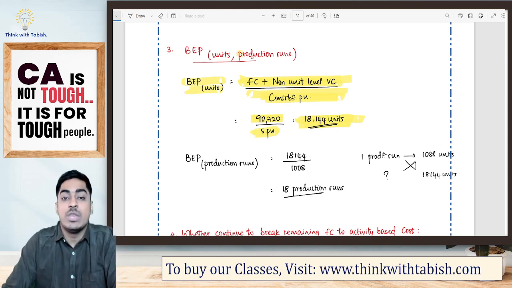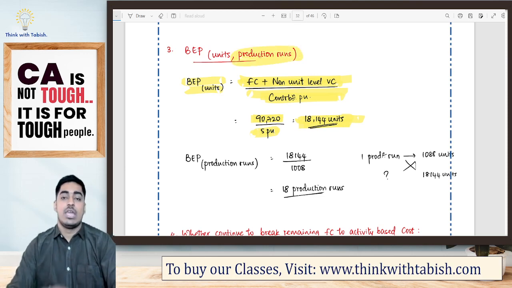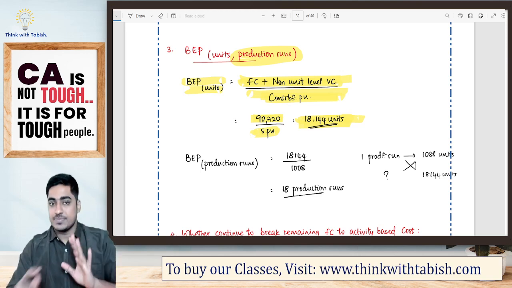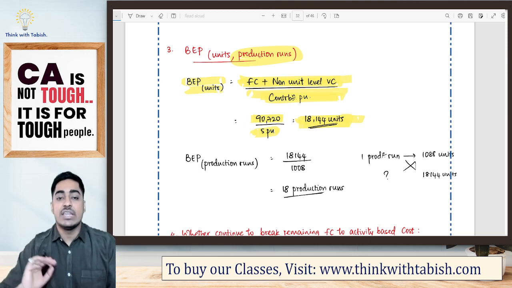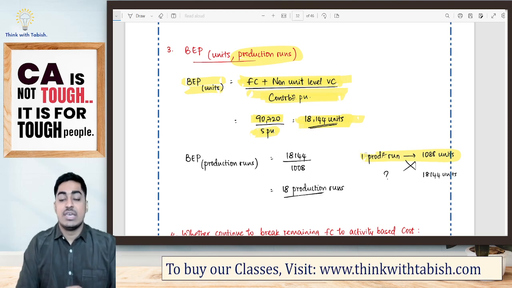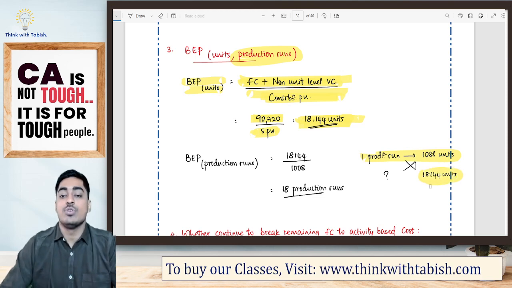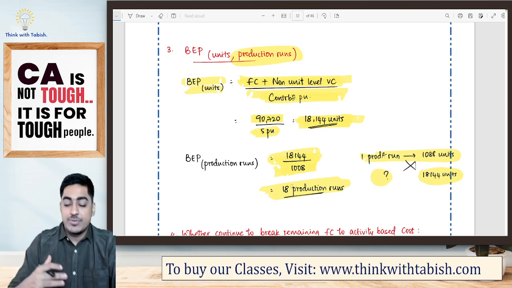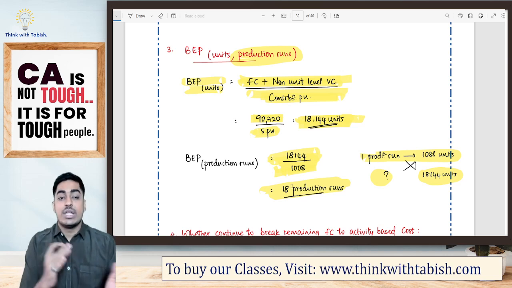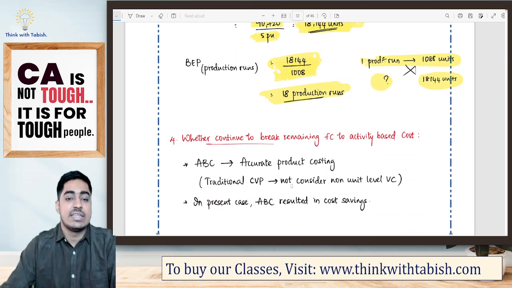Question is also telling how many production runs should I work for BEP. Now I know in order to reach my BEP, 18,144 units I should produce. In one production run, how many units am I producing? Yes, 1008 units. That means to produce 18,144 units, how many production runs should I be working? It is 18,144 divided by 1008, which is equal to 18 production runs. That means I should be working for 18 production runs of 1008 units each, so that I reach my break-even. Is it clear? This is the answer.